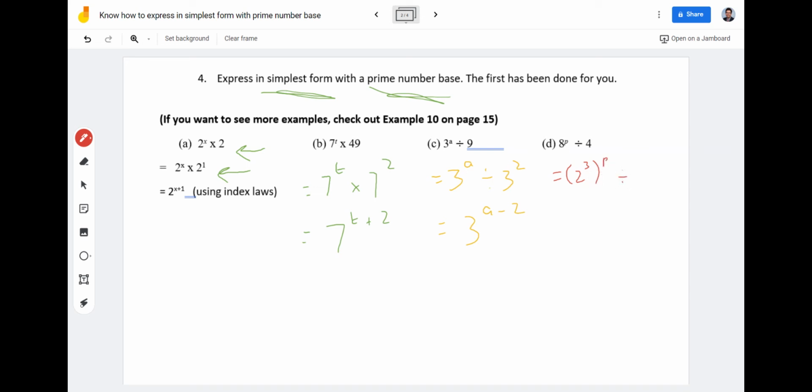p. Now 4, can we write 4 with a prime number base? Yes. 4 is 2 squared. So here we've got 2 to the power of 3p divided by 2 to the power of 2. And when we divide, we subtract the powers. So that's 2 to the power of 3p minus 2. Excellent.